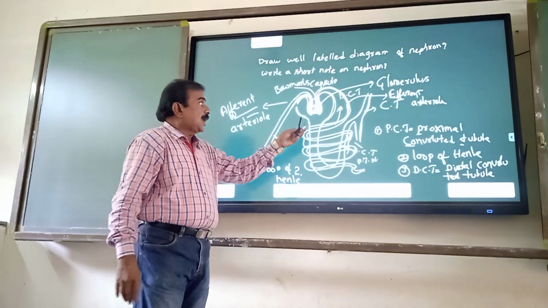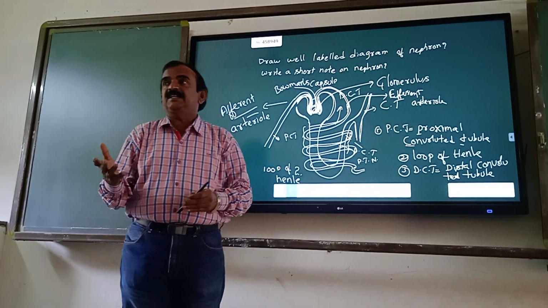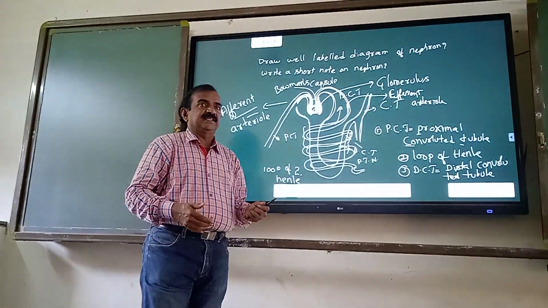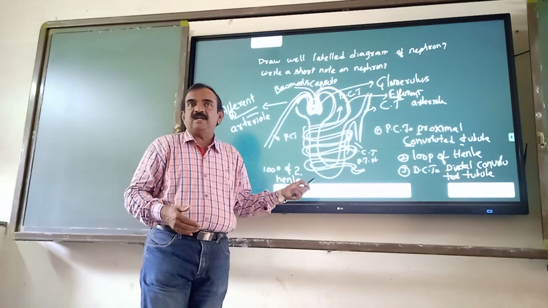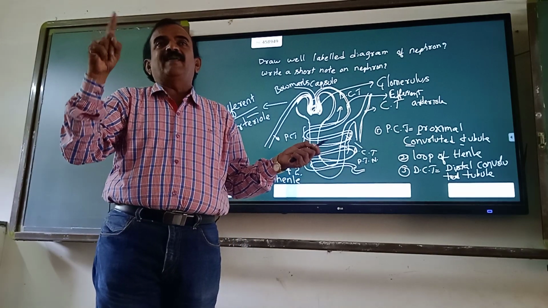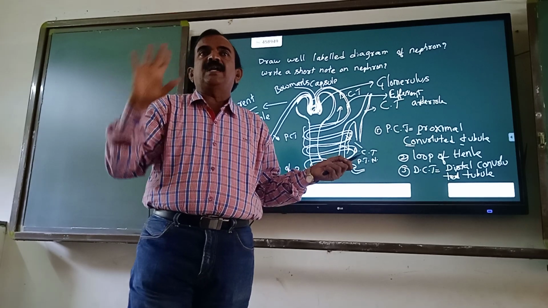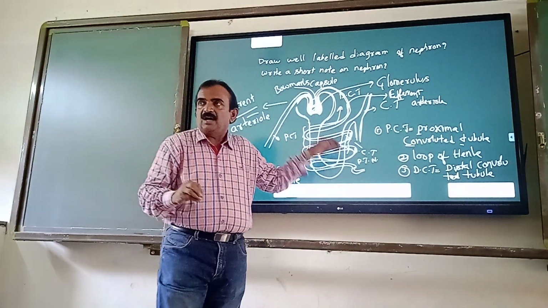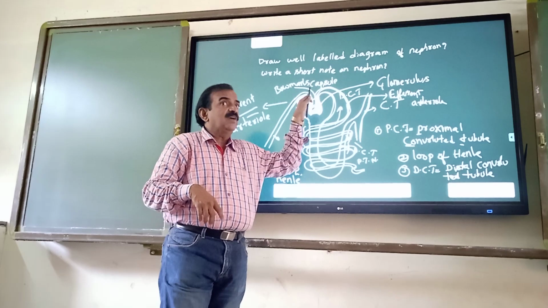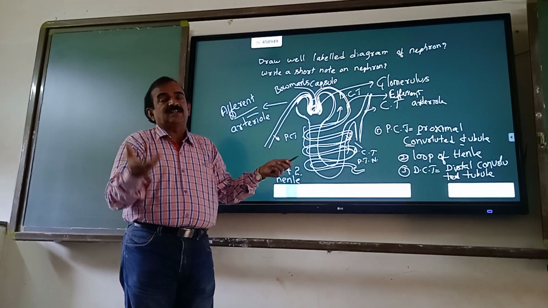Name the main parts of the nephron. Say it louder, all of you. PCT, loop of Henle, and DCT. PCT full form? Proximal convoluted tubule. Second part? Loop of Henle. Third part? DCT, distal convoluted tubule, which opens into the collecting tubule. Okay, children. This is how we learn the diagram we already drew. This is the structure of the nephron, and today we discussed the structure of nephron.